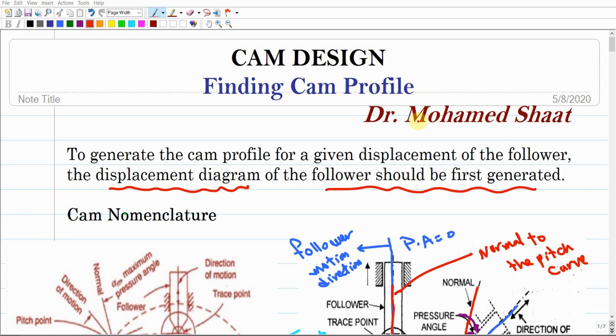So this means that to generate the cam profile for a given displacement of the follower, the displacement diagram should be generated first, or at least it should be given to us. Then we can extract or generate the cam profile. And this is what we're going to do through this video.